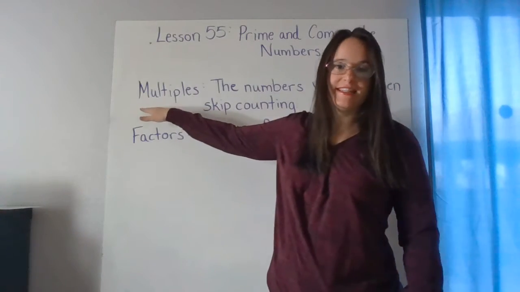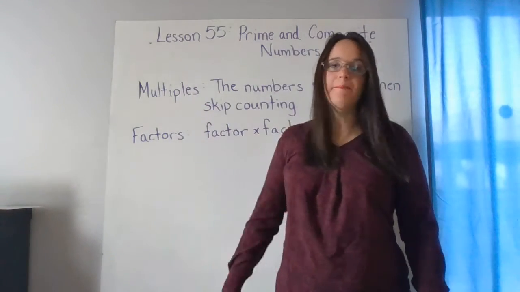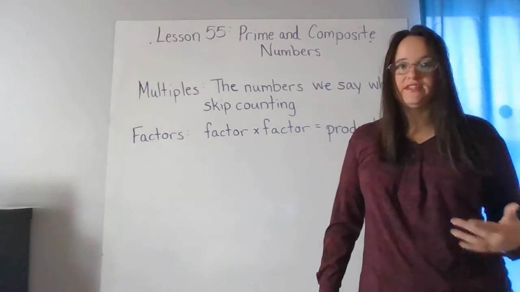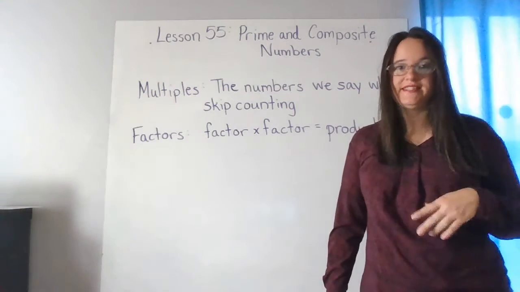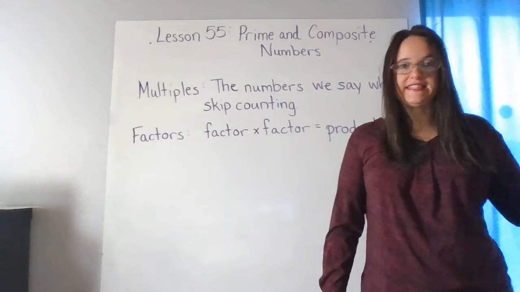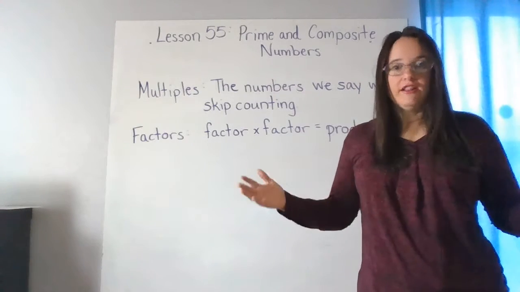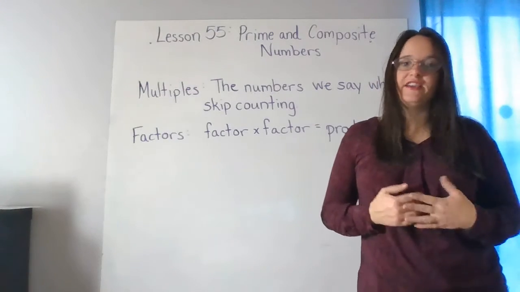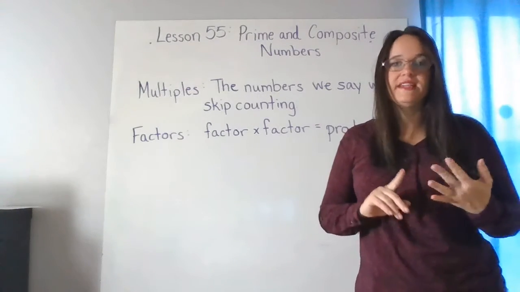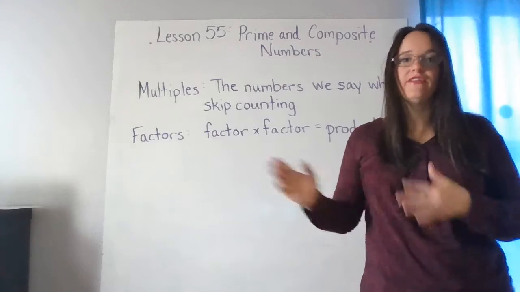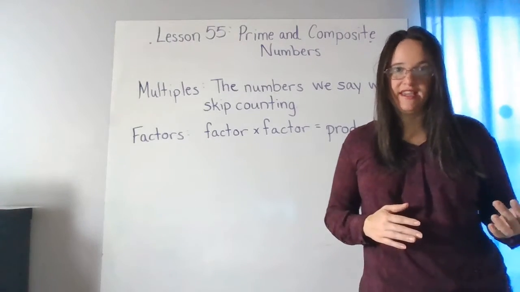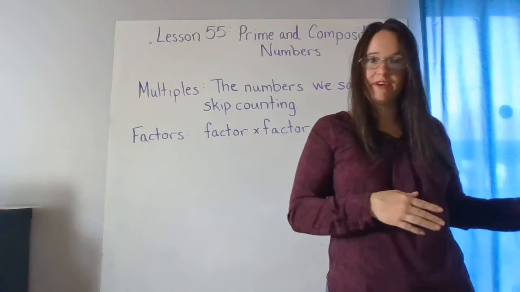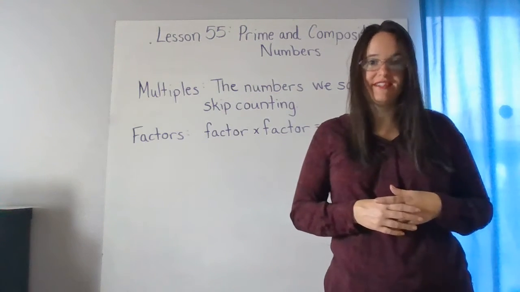So the first one is multiples. A multiple is a number that you say when you're skip counting. So let's say I'm counting by twos. I'm going to say 2, 4, 6, 8, 10. All of those are multiples of 2. I could count by 3 and say 3, 6, 9, 12. Those are all multiples of 3. I could count by tens, 10, 20, 30, 40. Those are multiples of 10.